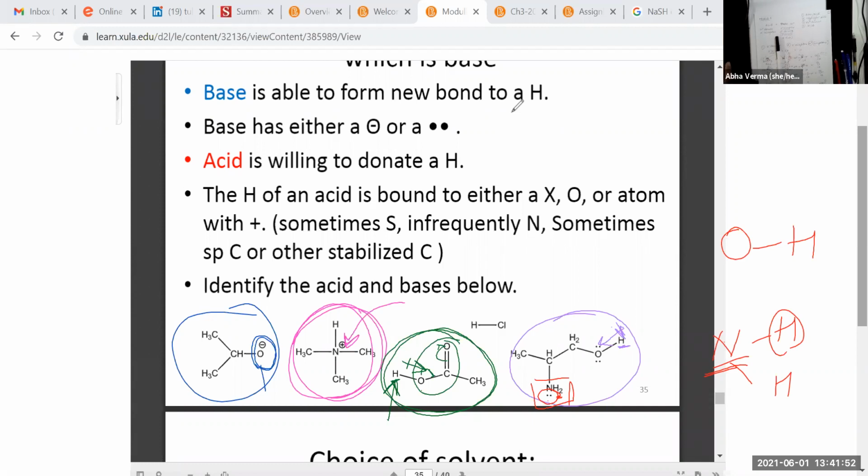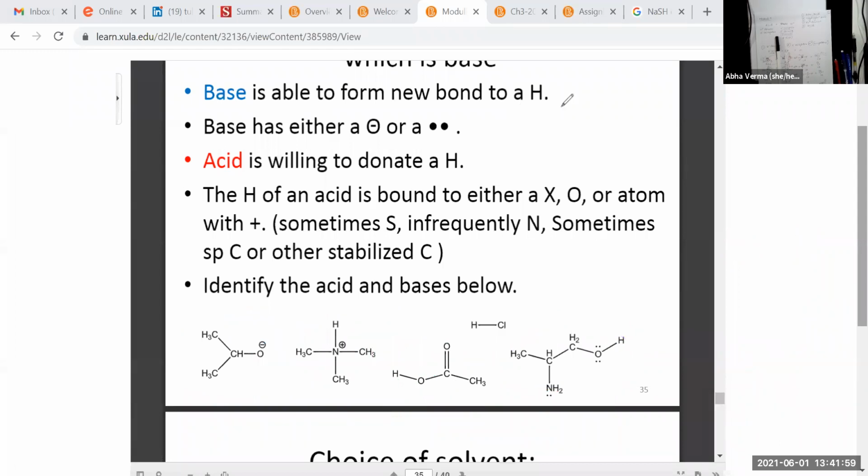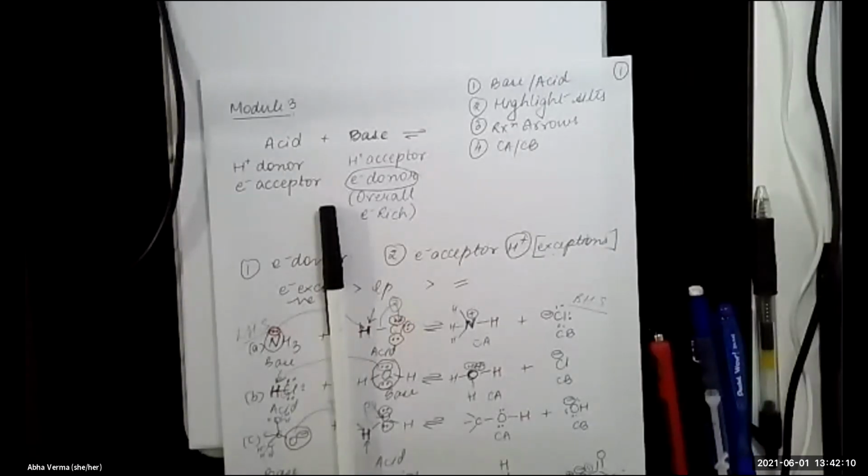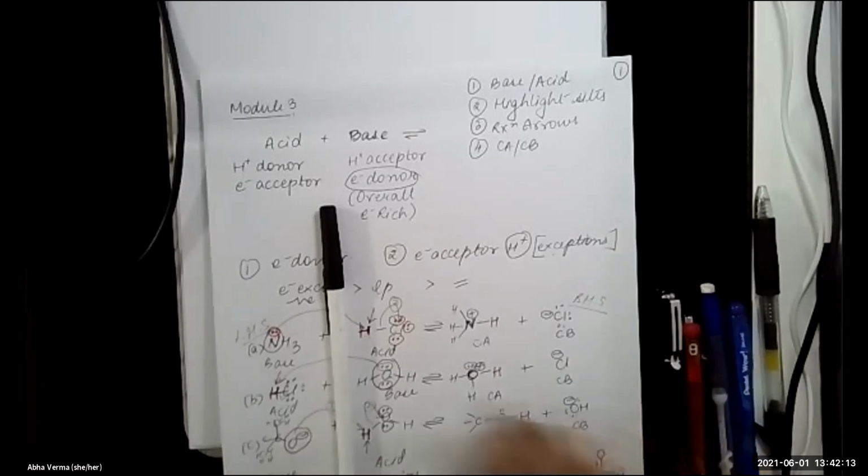And this is what we are going to learn in our next few slides. We will learn how to figure out whether a molecule is considered acidic or basic and why. And this will also help us predict our reaction in the forward direction. So let's do this.